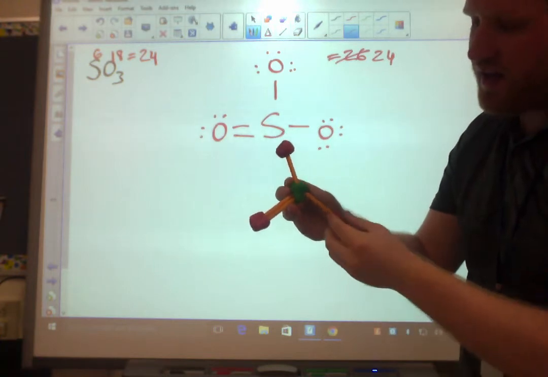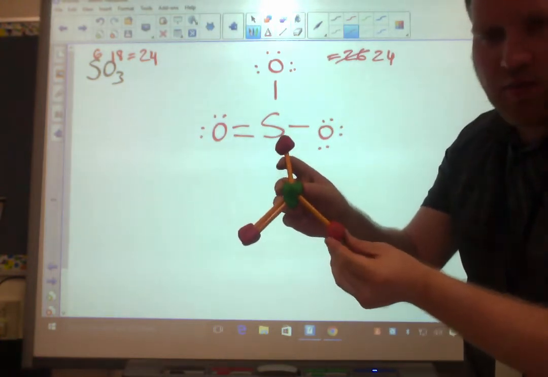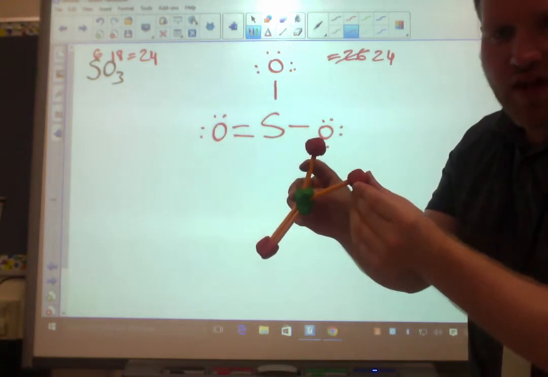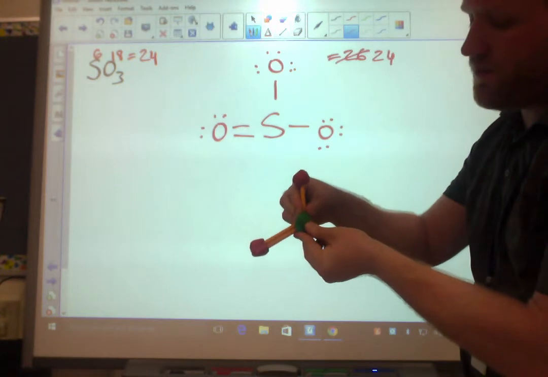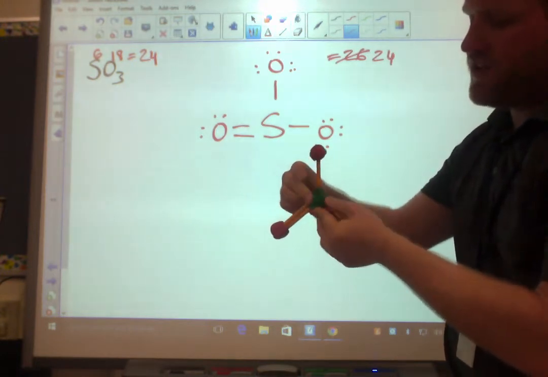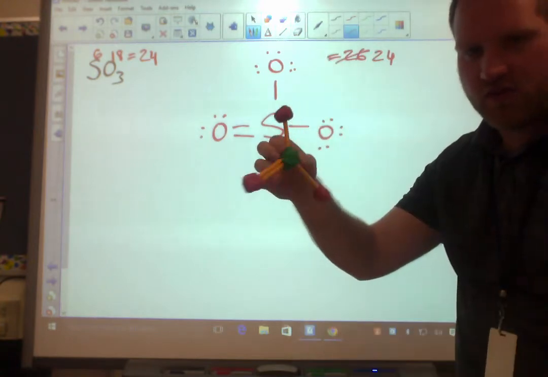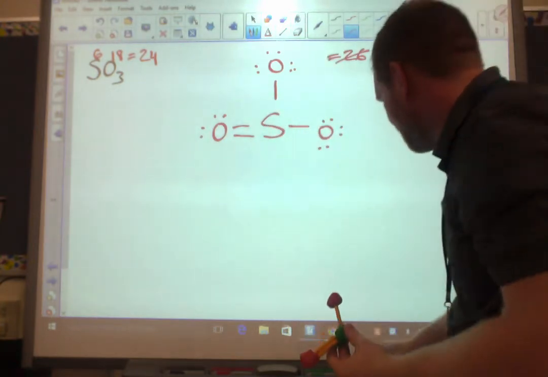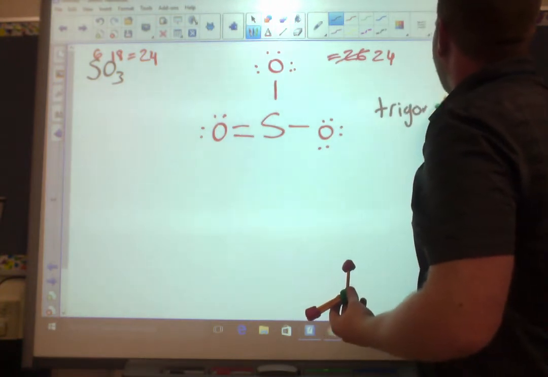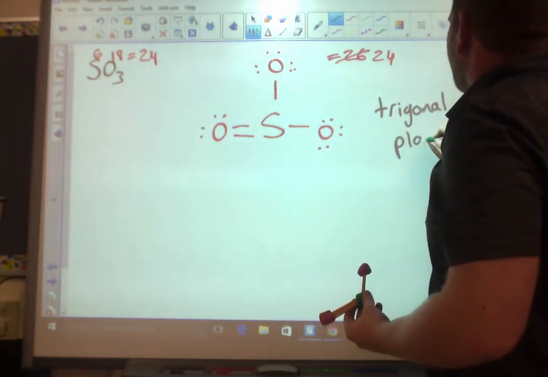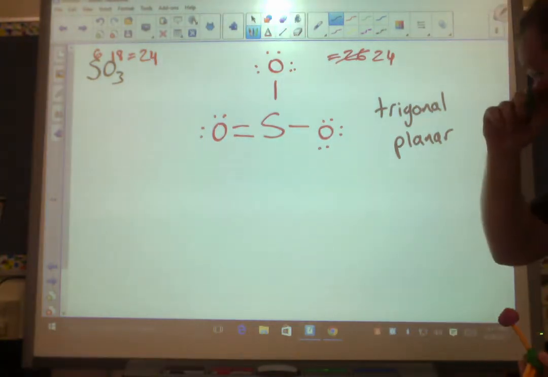And again, you might think, well, hold on, isn't the double bond twice as strong? So isn't the double bond going to skew these this way? No. They all push with the same strength. So this is the shape we get. In terms of the name of this, it's a triangle that lies on a flat plane. So we call this Trigonal Planar. It's a triangle that lies on a flat plane.